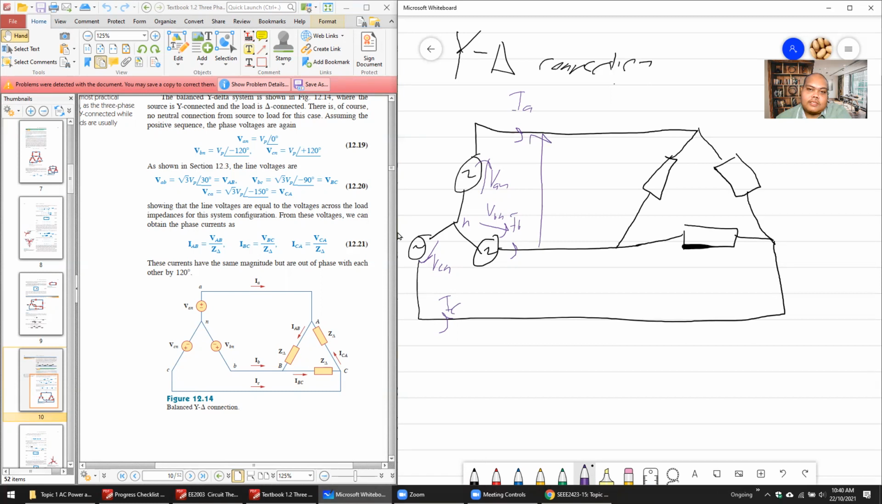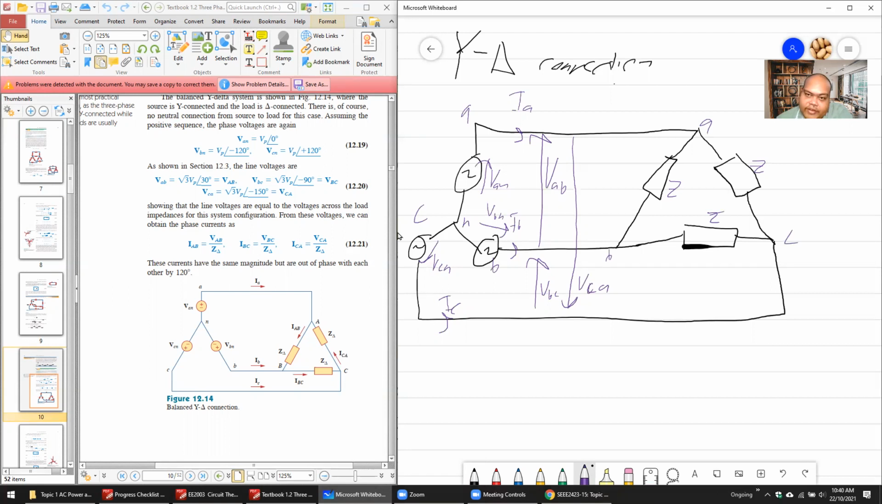Of course, this is VAB. From A, this is B, this is C. VAB, this one is VBC, and then go down VCA. Remember how to draw this. And then you have a Z, because this is balanced, you just put Z. No need to put ZA, ZB, ZC because it is balanced.